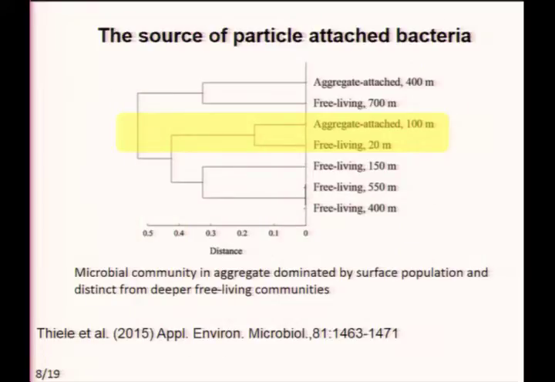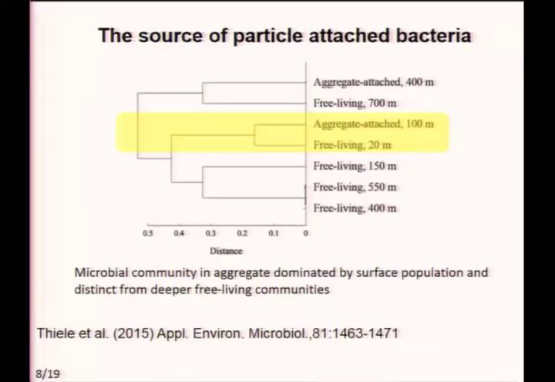Another way that the surface community can influence the rate of respiration is by exporting itself. So once again, there's quite a bit of detail on this figure, but what I want you to focus on is just this highlight here. This is a tree diagram showing you the degree of similarity between different bacterial communities. And those are communities either within aggregates or free living in the surrounding water.